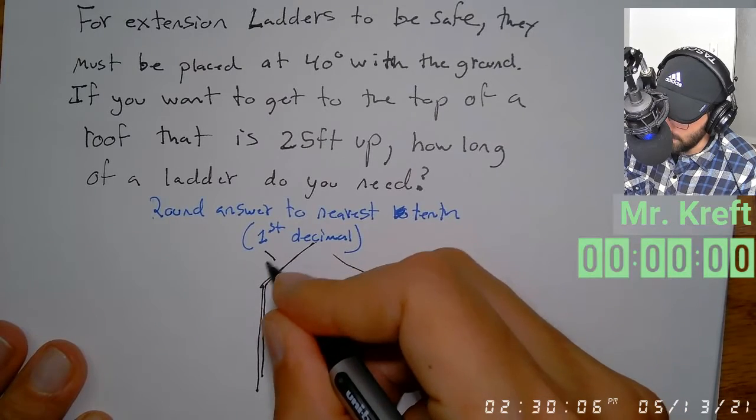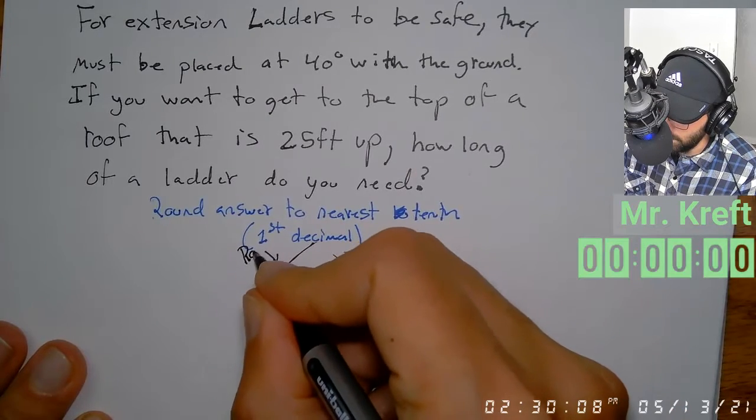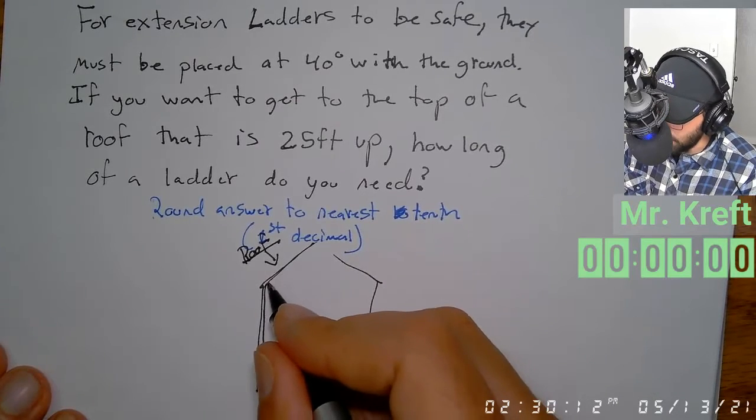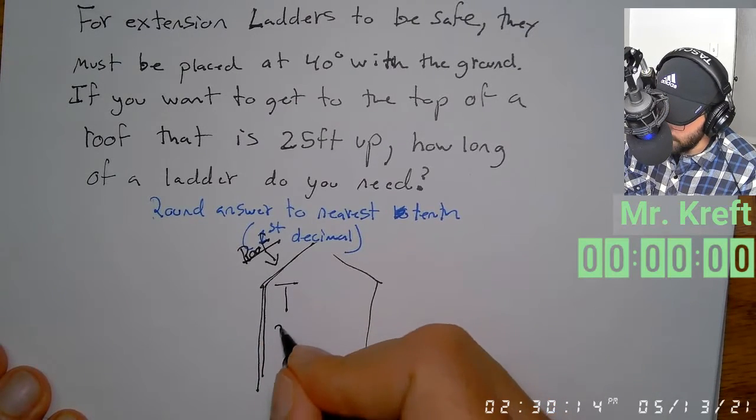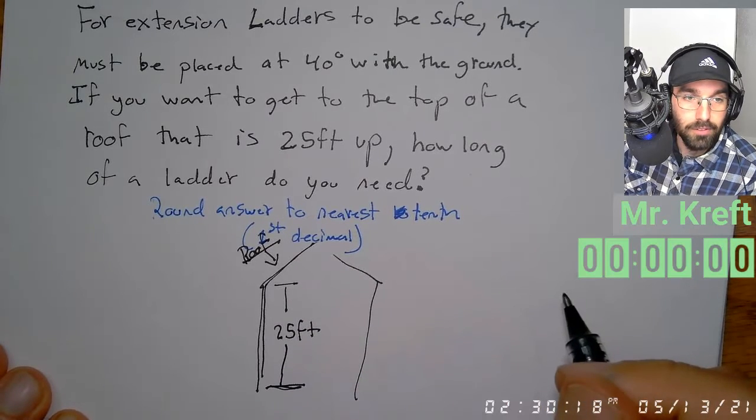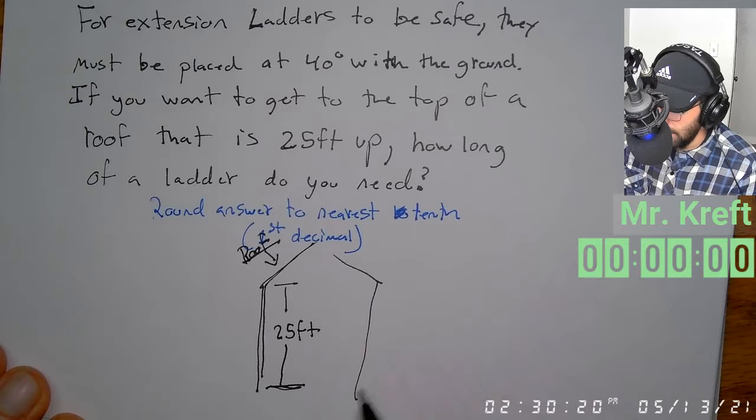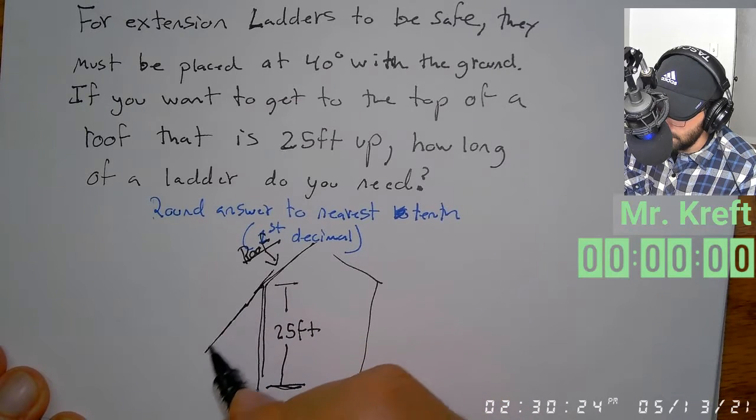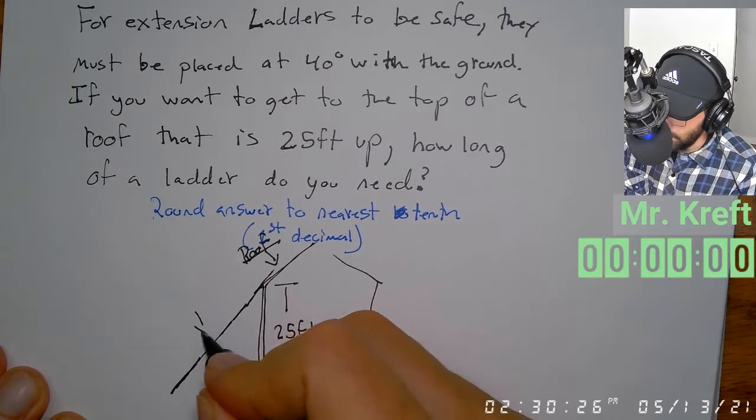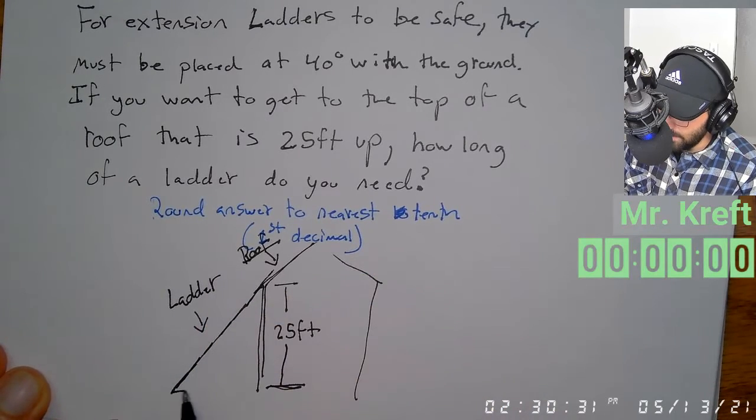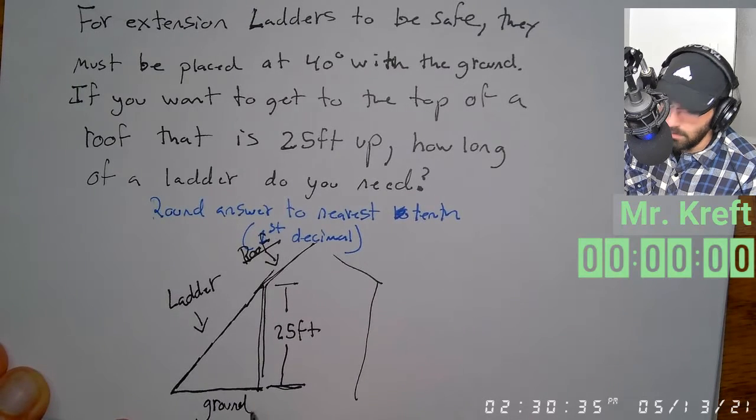So the first thing I'm going to label is, this is a roof. My roof is 25 feet off the ground. Then I know that I'm going to have a ladder. This is my ladder, and that ladder is going to be touching the ground.